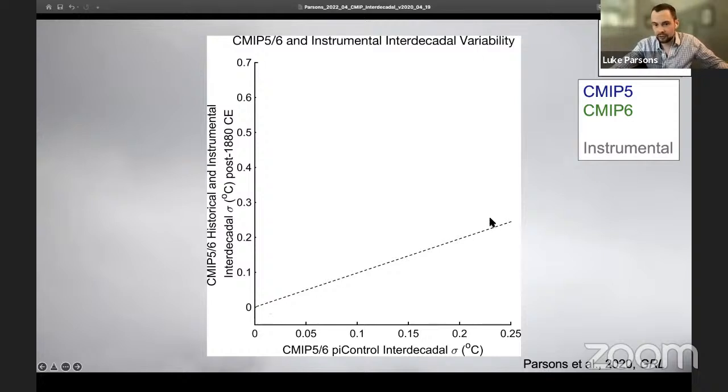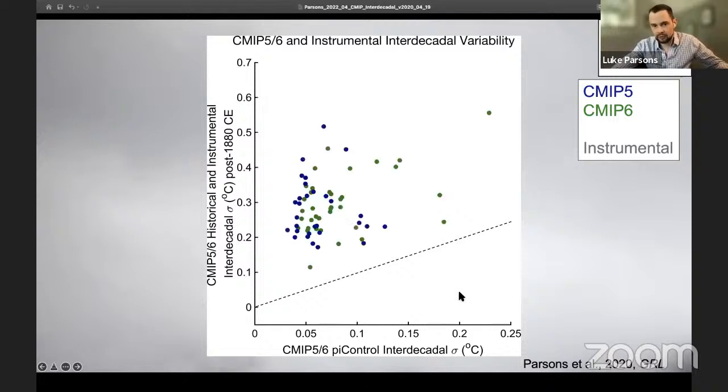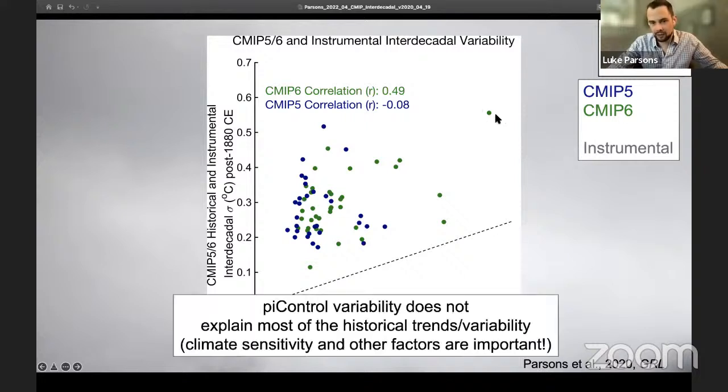And then this is the one-to-one line here. And so more variable in the historical will be above the line, and more variable in the control runs will be below the line. And so if I scatter the two against each other, green dots are CMIP6, blue dots are CMIP5. And if I try to run some sort of correlation, is there a relationship between the two? There's a very weak relationship in CMIP6 and basically non-existent in CMIP5. And I think that this relationship is mostly driven in CMIP6 by this outlier here, the ECR3 model.